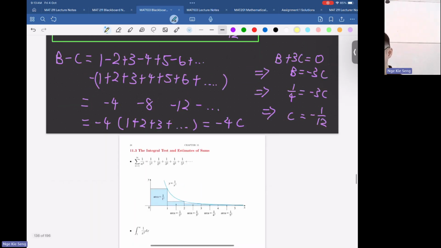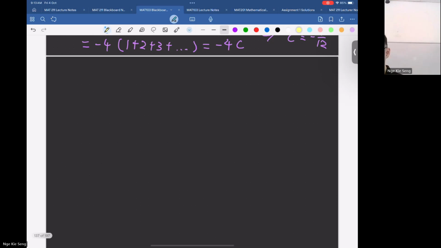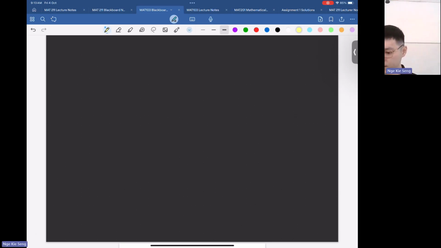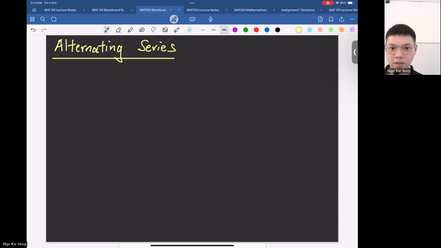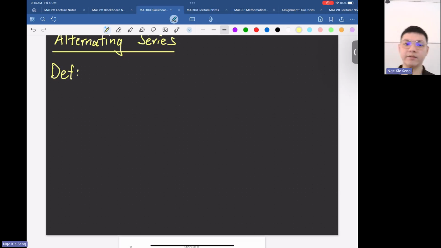Okay, if you don't have questions, then we'll continue. Next we'll continue with alternating series. So what's an alternating series here? You have already seen an alternating sequence, right? 1 minus 1, 1 minus 1, 1 minus 1. This time we're going to add them up. So we'll first define what an alternating series is.